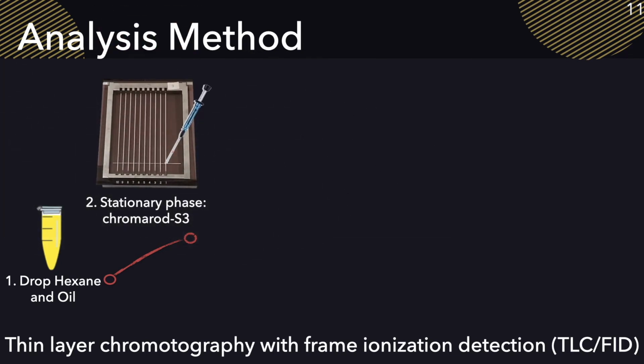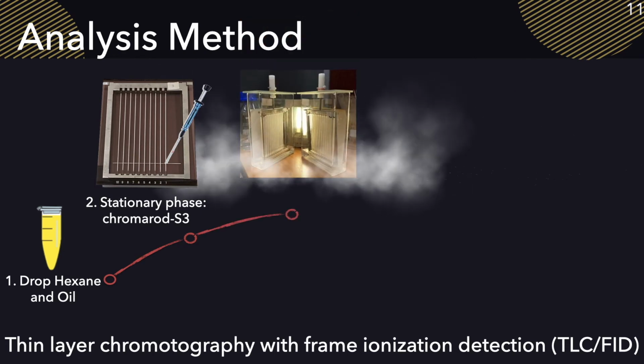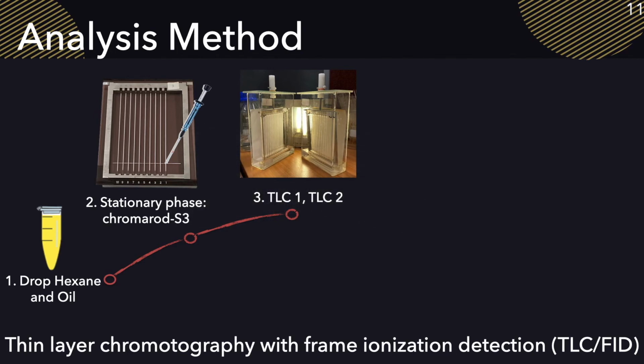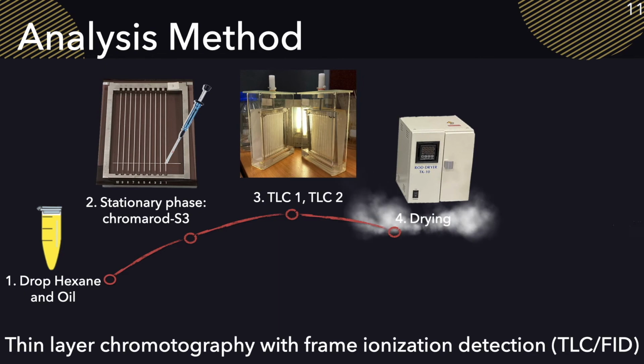Step 3, the Chromarods were immersed in the solvent mixture of TLC1 solution until the solvent reached 8 cm, approximately 15 minutes. Secondly, the Chromarods were immersed in the solvent mixture of TLC2 solution for about 35 minutes, or until the solvent reached 10 cm. Step 4, the Chromarods were then dried at 105 degrees Celsius for 5 minutes and scanned with the TLC-FID.